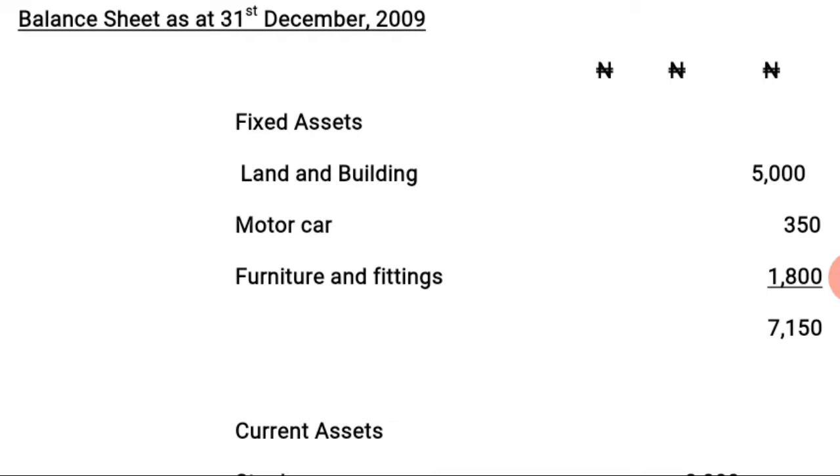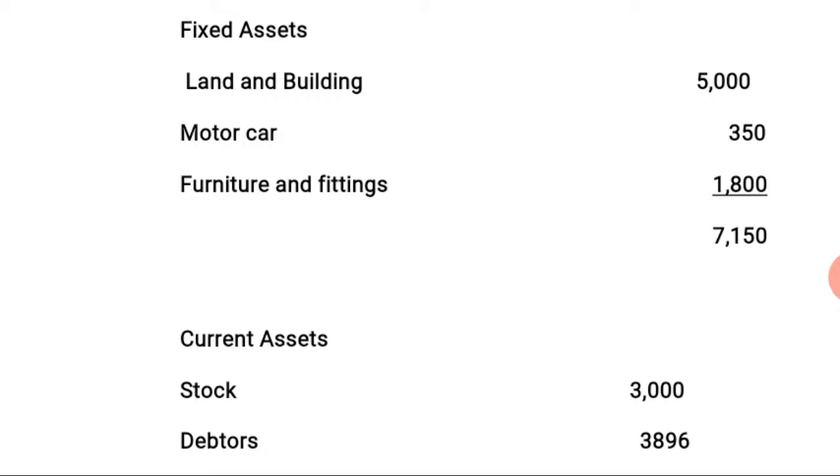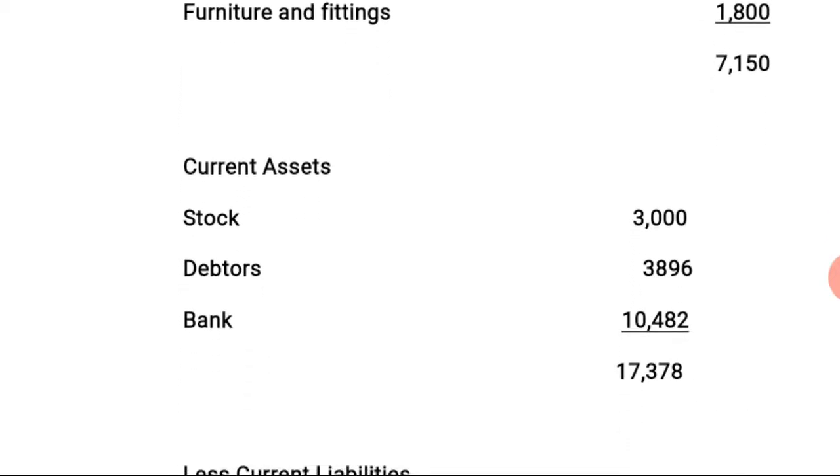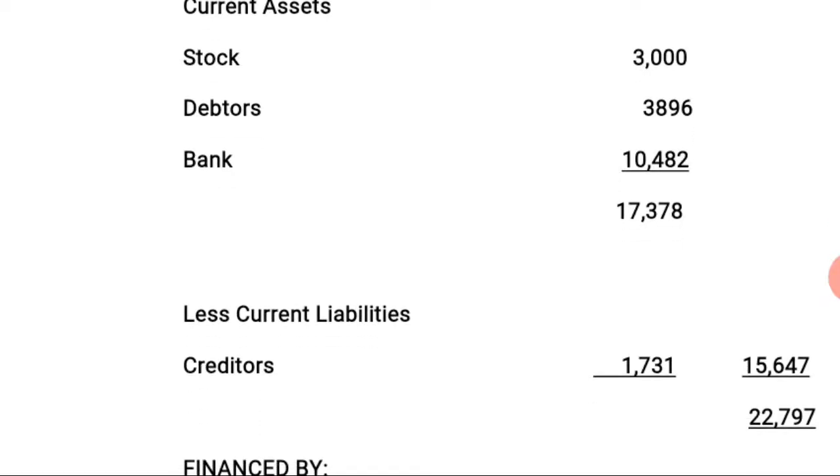So we have our fixed asset of land and building 5,000 naira, motor car 350 naira, and furniture and fittings of 1,800 naira, totaling 7,150 naira. Then you move to the current assets. We have our current assets: stock 3,000 naira, debtors 3,896, bank 10,482 naira. Everything totaling 17,378 naira.